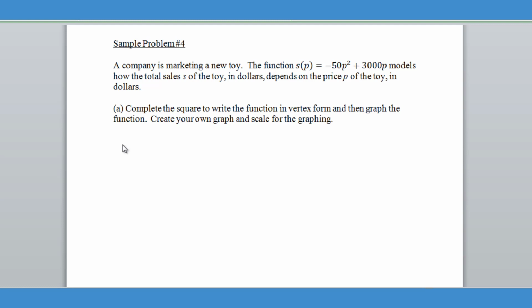If we notice, this toy company has a function that models the sales, and so the dollar amount depends on the price of the toys. Part A wants us to complete the square and write the function in vertex form so that we can graph it a little bit easier.